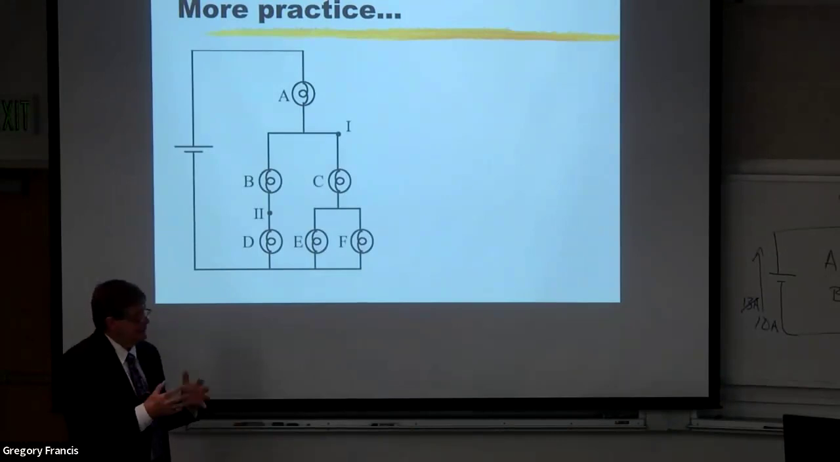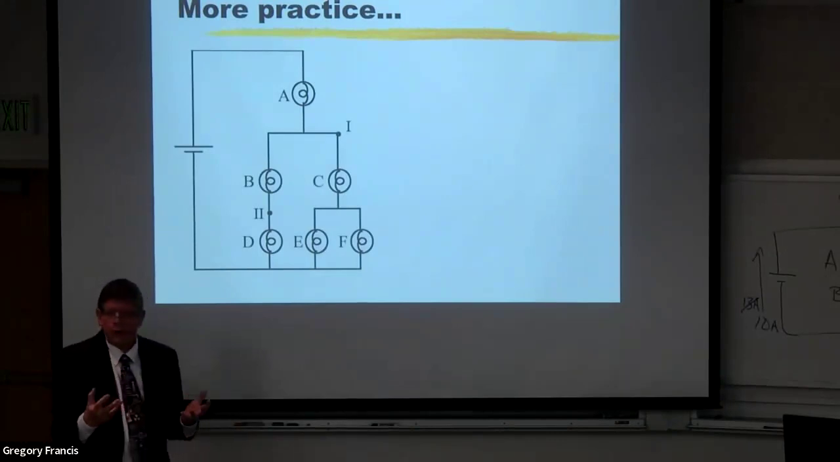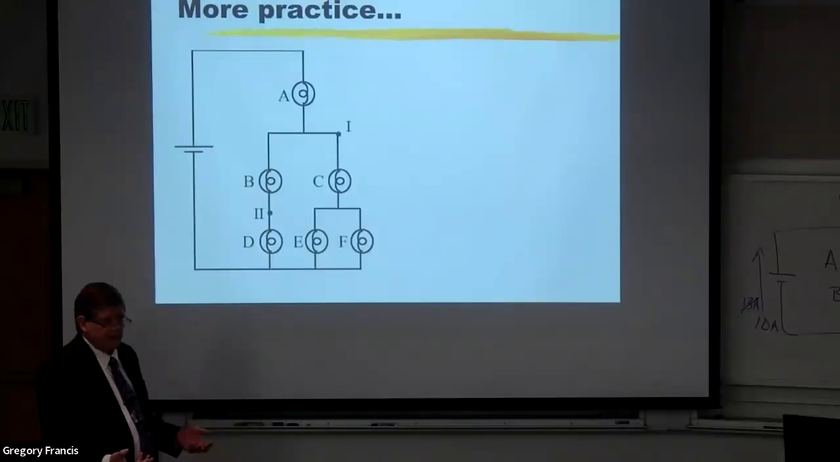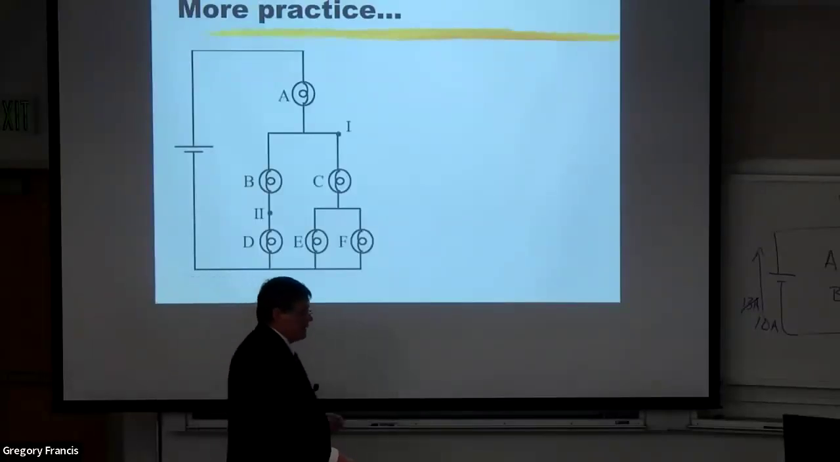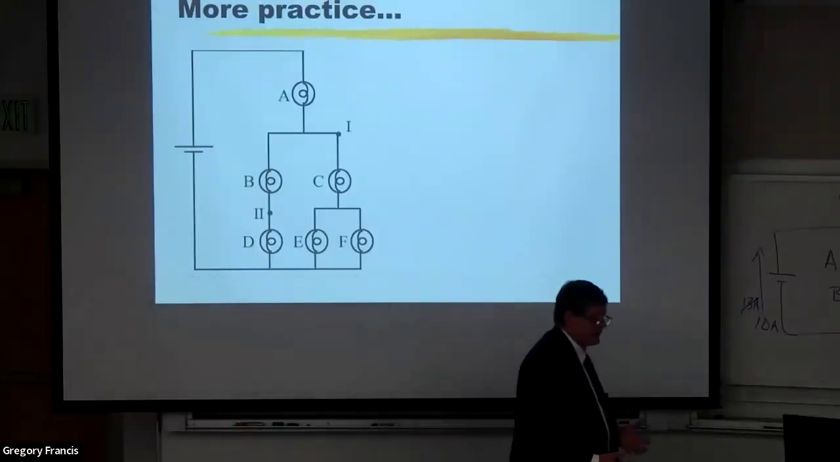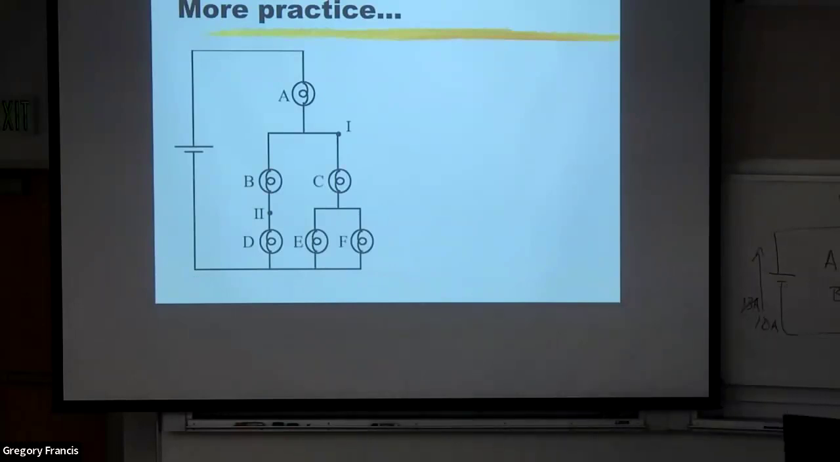Again, this is a problem where we first of all rank the bulbs, and then we turn the page over and we make a change to the circuit, and we ask you how that change affects the brightness of some of the bulbs. Does everyone have one? Raise your hand if you don't have one yet.